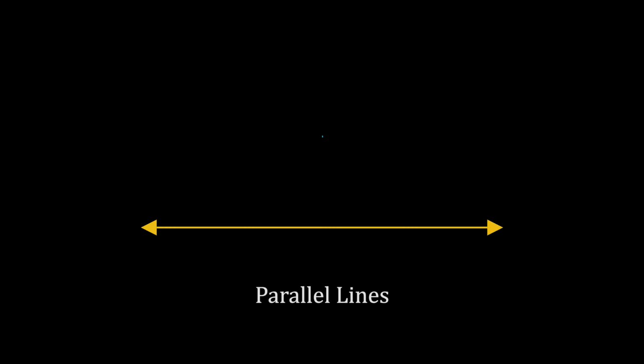And lastly, we can say that parallel lines are straight lines which, being in the same plane and produced to infinity, will never meet one another. Now let us move on to the postulates.